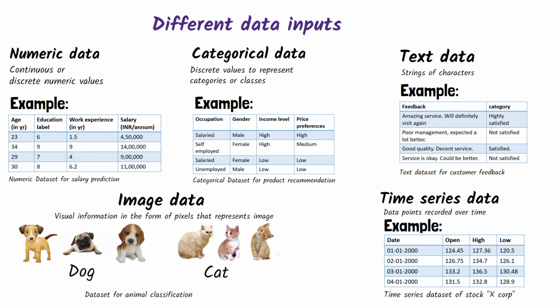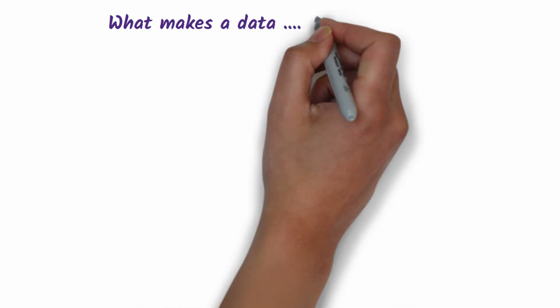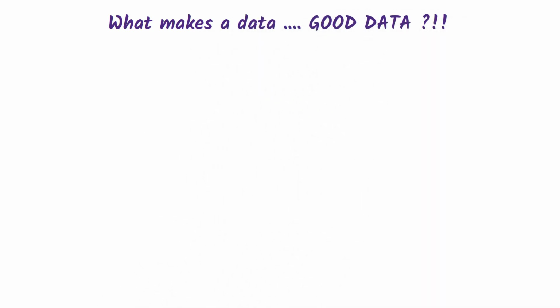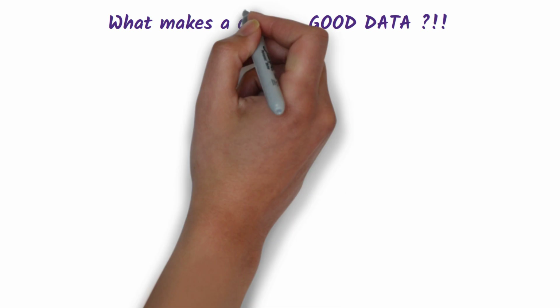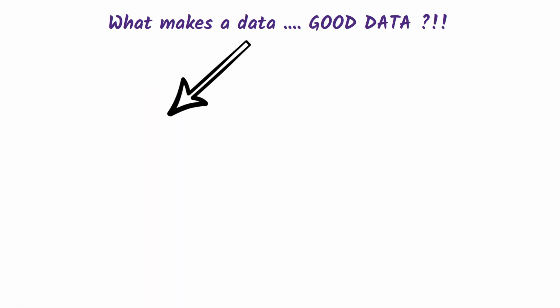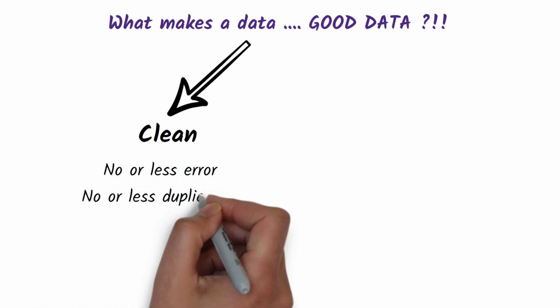But now the question is, how do we know if the data is good enough for the problem at hand? So let's see what makes a data good data. So first of all, good data needs to be clean. By clean, I mean free of errors, duplicates, and outliers.